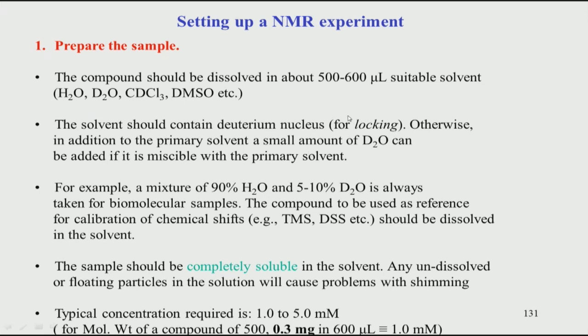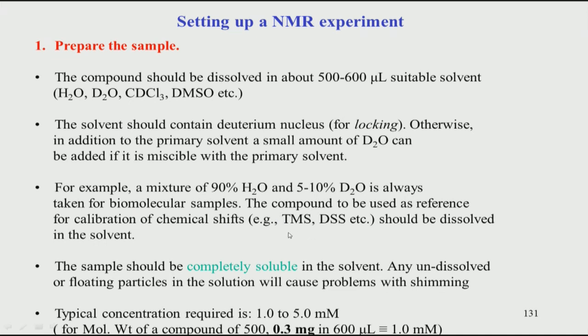So, locking is a very important concept. One has to have some deuterium, and that is called deuterium locking. When we look at biomolecules, in biological systems, we typically take the solvent as 90% H2O, and nowadays typically 95%, with about 5% D2O added, so that the D2O in the solvent can be used for this locking. The next important point is that we have to use a reference compound.